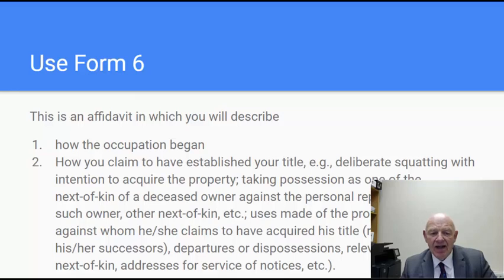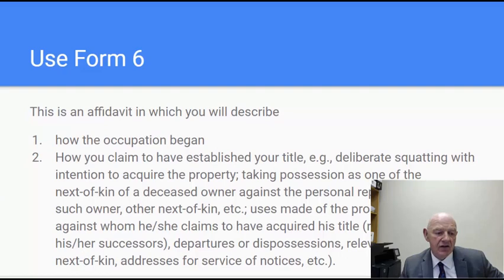So Form 6, again, it's an affidavit. You'll describe how occupation began, how you claim to have established your title. For example, deliberate squatting with intention to acquire the property, taking possession as one of the next of kin of a deceased owner, against the personal representative of such owner, other next of kin, uses that you've made of the property, the persons against whom you claim to have acquired your title, and so on. This is all to be set out in the affidavit. Ultimately, it goes into the Property Registration Authority. They'll have a look and then decide whether you are going to be registered or not.